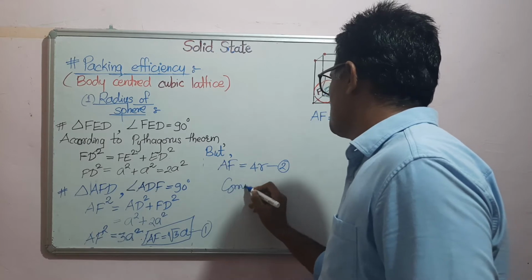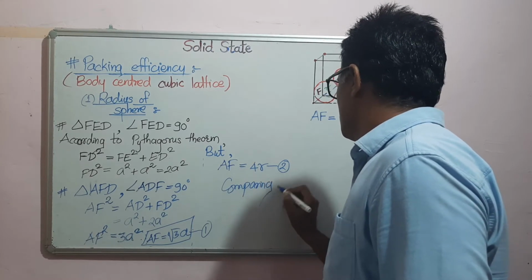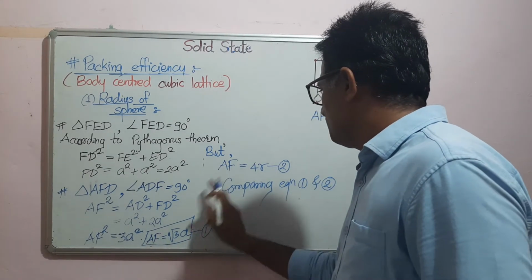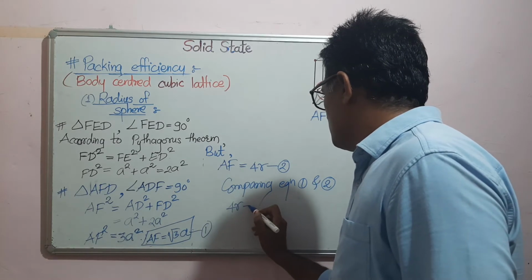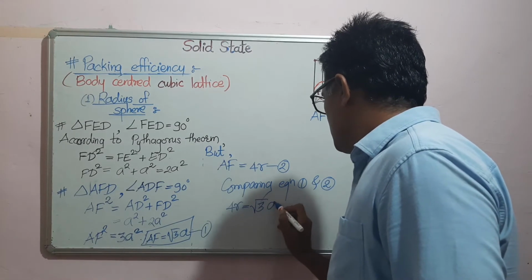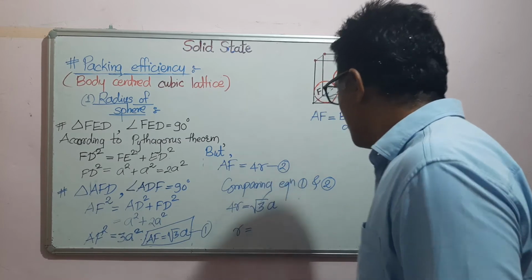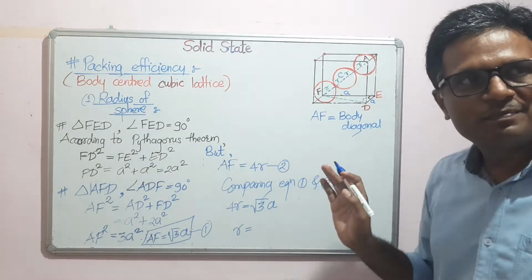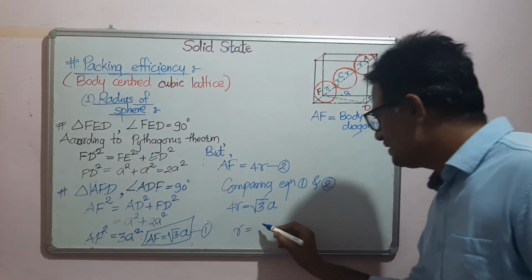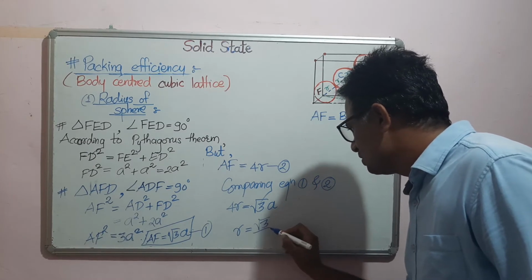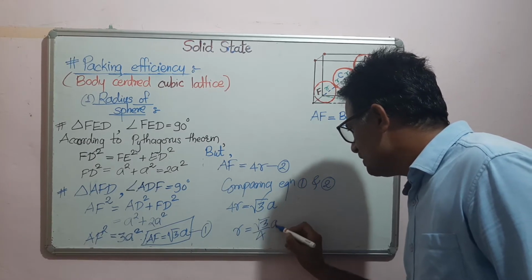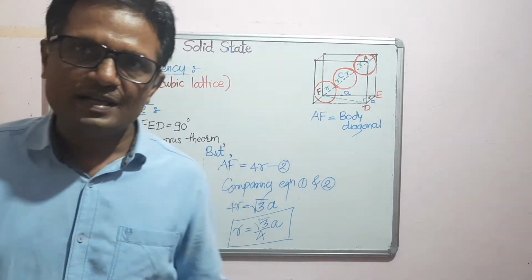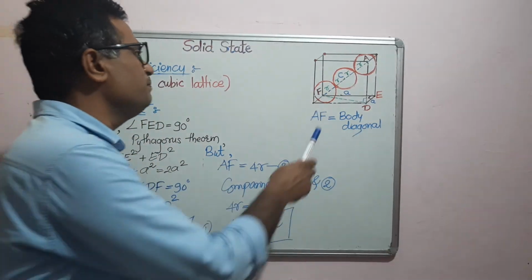Then compare these two equations. Comparing equation 1 and equation number 2, AF on the left hand side, what do you get? 4R is equal to root 3 a. And from this, R is nothing but the radius of our sphere in case of BCC. Remember, in case of BCC, the radius becomes root 3 upon 4 into a. So this is a very, very important formula to calculate the radius of sphere in case of BCC.